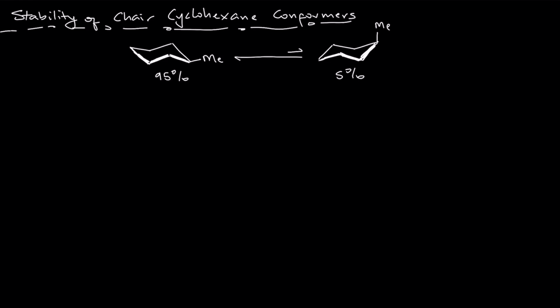It turns out that at equilibrium, 95% of methylcyclohexane will be in its equatorial position, whilst 5% will put the methyl in an axial position. And just to clarify, we would typically put Me to stand for methyl, which stands for a CH3 group at that position. So just think about Me as CH3. So why is it that the majority of methylcyclohexane will exist where that methyl is in the equatorial position?